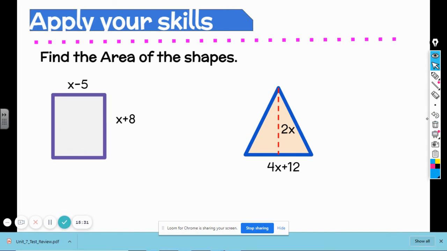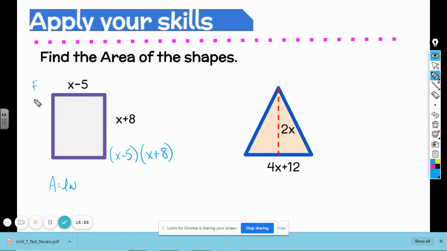Okay, so area means for a rectangle, length times width, right? So this is a rectangle, area is equal to length times width. So I'm just going to multiply x minus 5 times x plus 8. You might be asking, well, what if you wrote this one first? Would that be wrong? No. With multiplication, order does not matter.